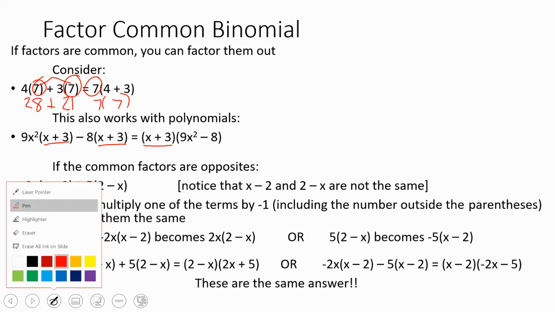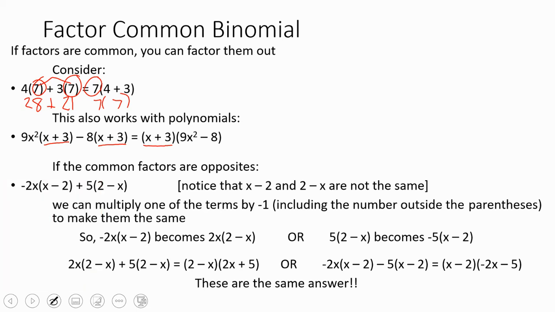And then what did we do? We took the 4 and the 3, and we put those into the other factor. So we're going to take our 9x squared and our minus 8, and we're going to put those together into the other factor. It's really, really easy. What's inside the parentheses will be the same. You put that in the first set of parentheses, the first factor.